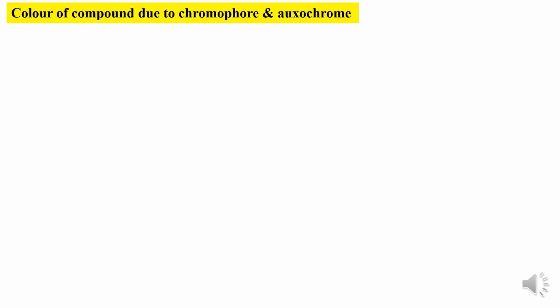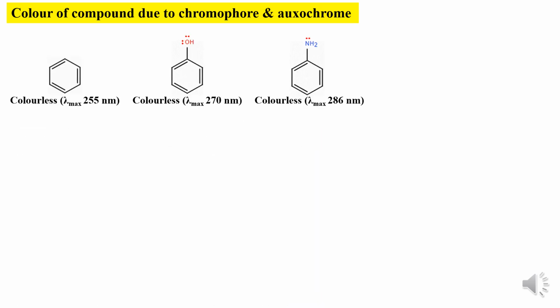Now let's see how the color of the compound is influenced due to the presence of chromophore and auxochrome. Now benzene, phenol and aniline, all 3 are colorless with their respective lambda max values. In case of phenol, lambda max changes from 255 to 270, and in case of aniline, lambda max changes from 255 to 286. And the mechanism we have just discussed: how there is a shift in the lambda max towards longer wavelength due to n-pi conjugation.